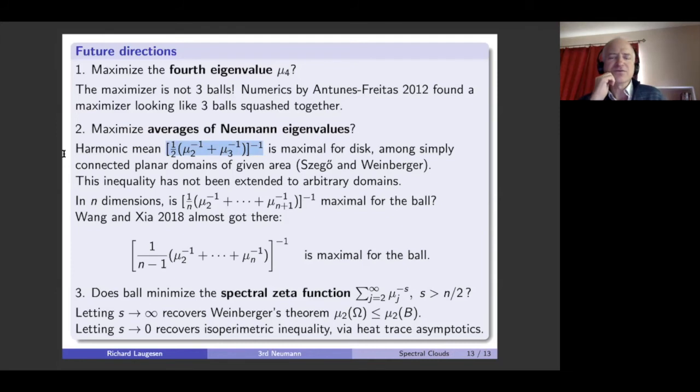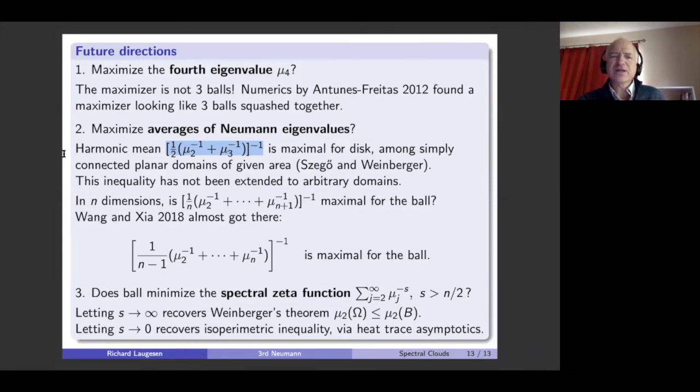The harmonic mean of those mu2 and mu3 is maximal for the disk. So Szego proved mu2 is maximal for the disk, and Weinberger observed that the same argument actually gives that the harmonic mean of mu2 and mu3 is maximal also. And I'm not quite sure what the current status of this is for arbitrary domains. I'm pretty sure it's certainly not been proved for arbitrary domains. Whether anybody ever found a counterexample, I'm not quite sure.